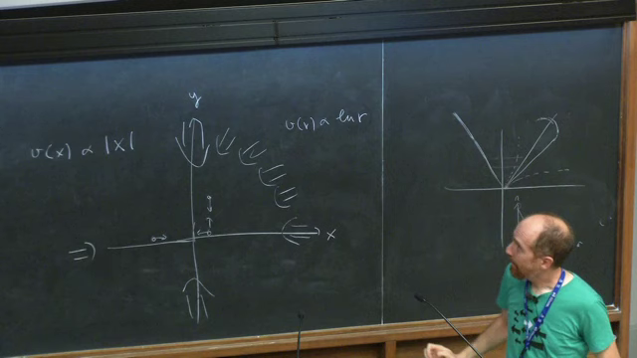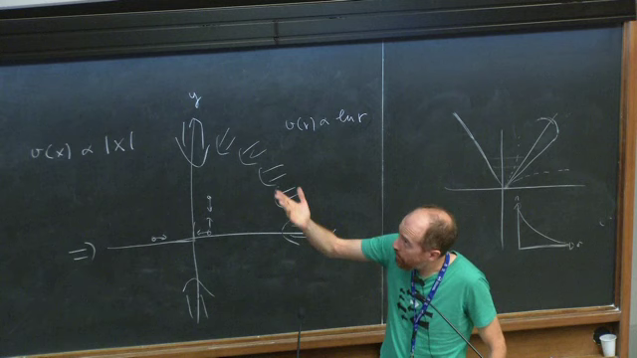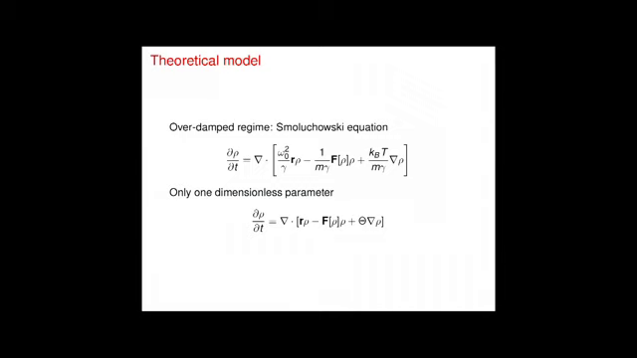So there are the same equations as before, but with another dimension. And we expect the dynamics to be overdamped. So instead of using the Vlasov equation, you can use the Smoluchowski equation, which is this one. So here, this is the force.